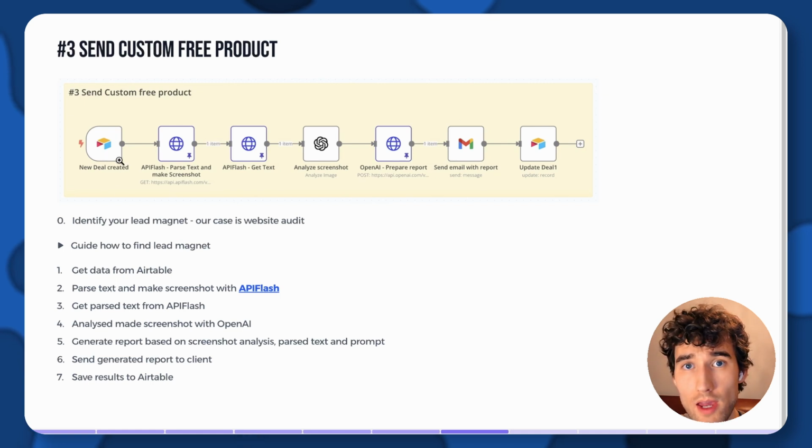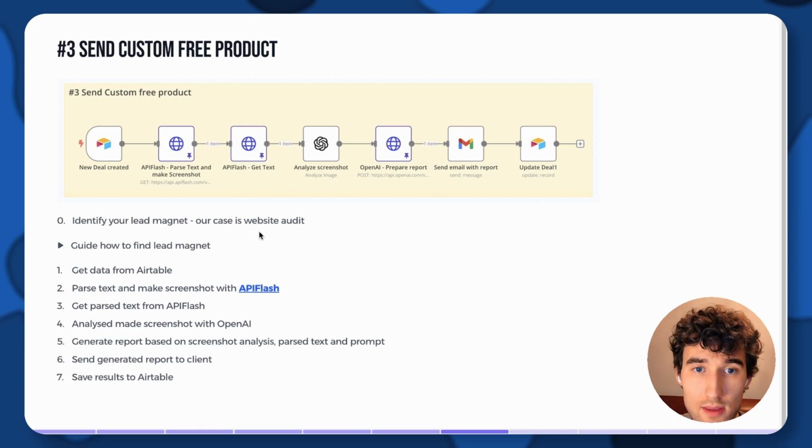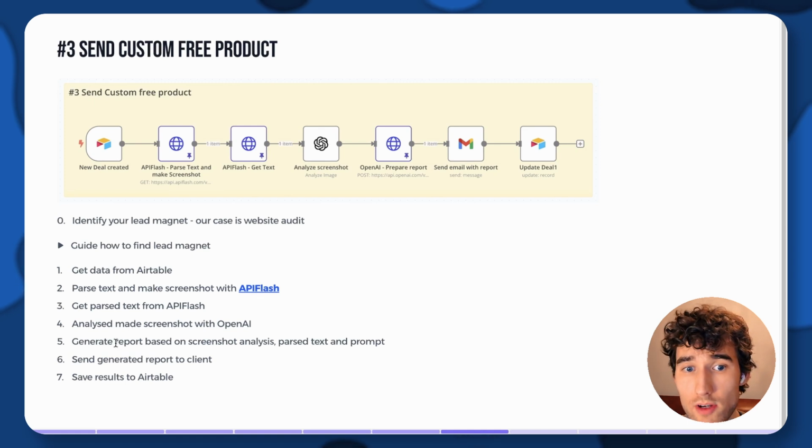In this record, we have a link to a website, for example, and we send it to the API-Flash service to parse text and make a screenshot of the full landing page. Then we will be able to get this text in the next node with another HTTP request, send the screenshot of the landing page to OpenAI. Here you need to prepare, for example, some prompt for what you want to analyze there, and also send another request with the analyzed data based on the image and with the parsed text and your prompt to OpenAI. That will create a full report that you can then send as an email to your client and save the results to Airtable.